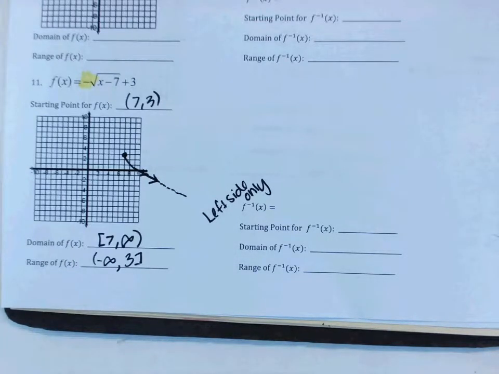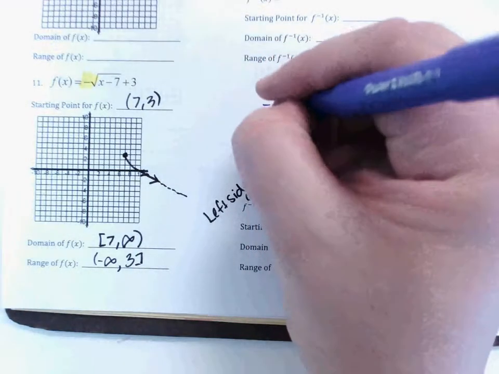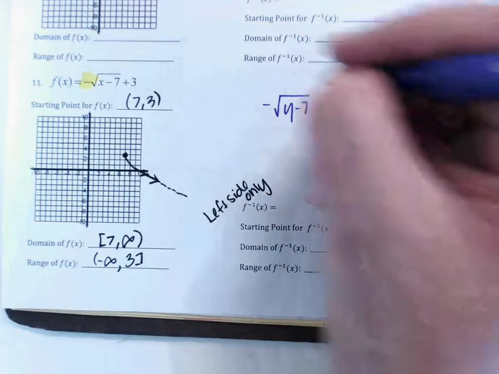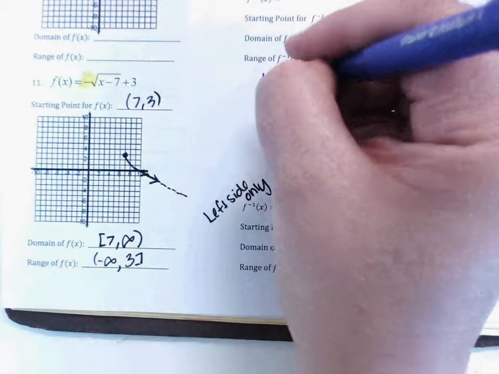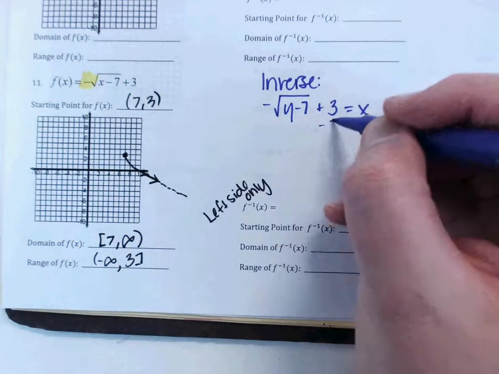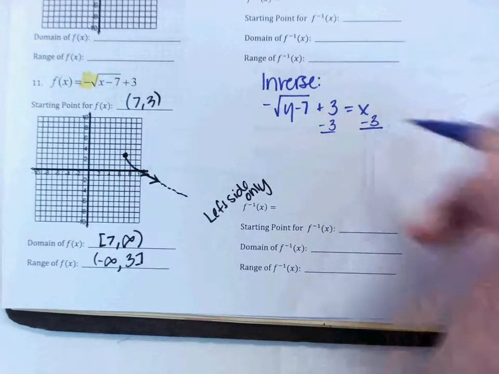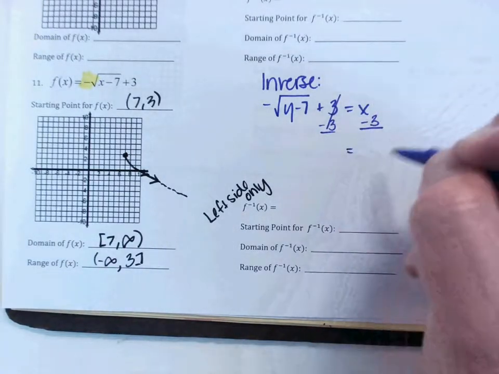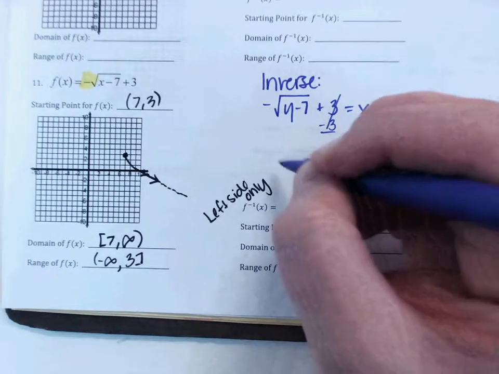Okay, after we draw our original, we're going to find our inverse, and then we're going to graph the left side only. So it's going to be x equals negative square root of y minus 7, plus 3. This is for your inverse. What do we do first? Subtract 3. Plus 3 minus 3, these guys cross out. I have an x minus 3 left over on the other side.